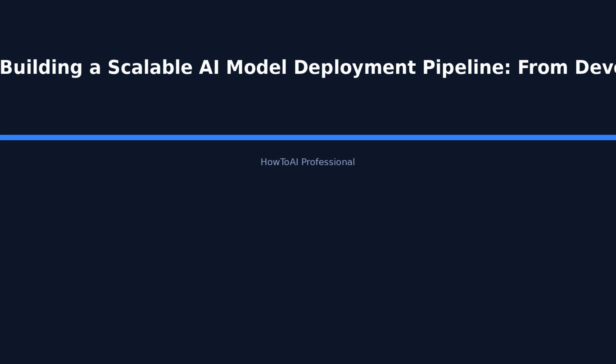Step 3. Implement continuous integration and continuous deployment, CI/CD. Now that you have a trained model, the next step is to implement continuous integration and continuous deployment, often abbreviated as CI/CD. This step is vital for ensuring that any updates or changes to your model can be seamlessly integrated into your production environment. Start by setting up a version control system, such as Git, where you can keep track of changes to your codebase.